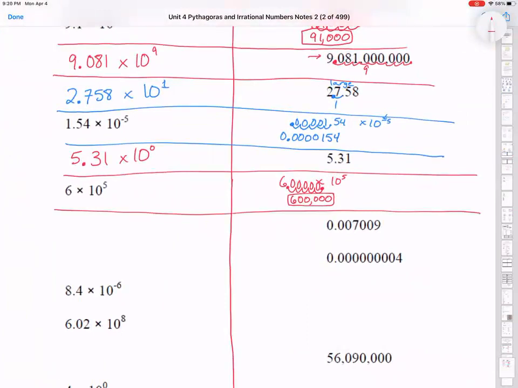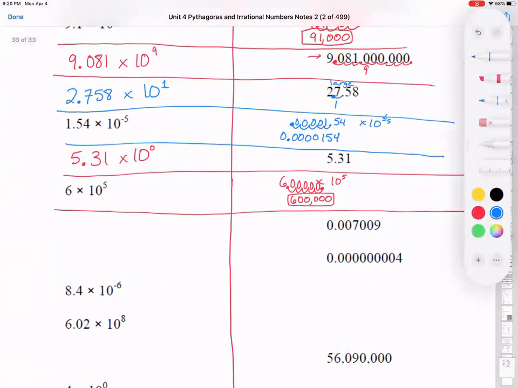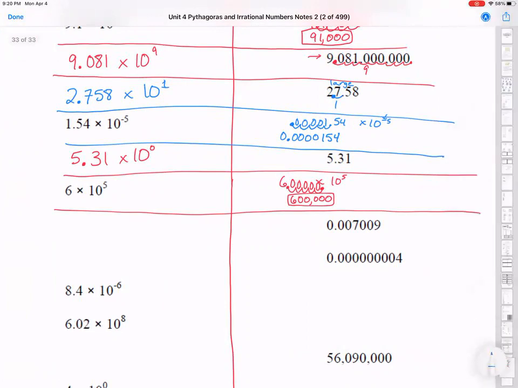For this guy, 0.007009. That's a really tiny number. I'm trying to get this into scientific notation. Well, I'm going to need to move this decimal over 1, 2, 3 places to get this number in between 1 and 10.